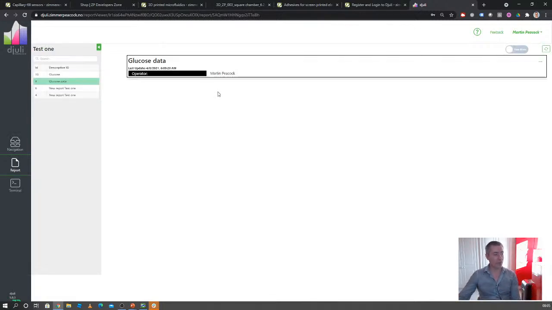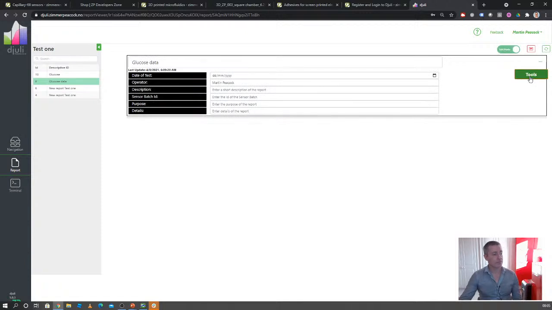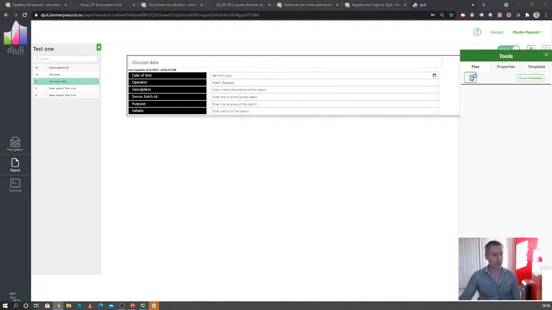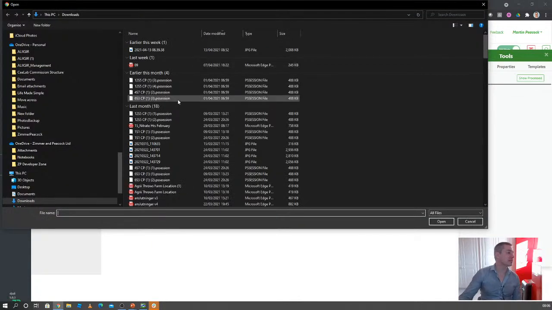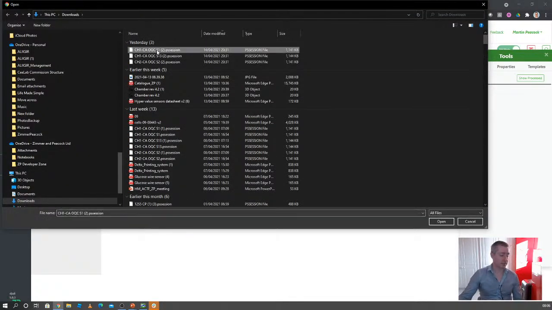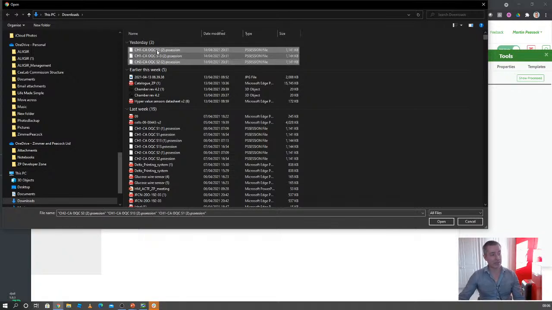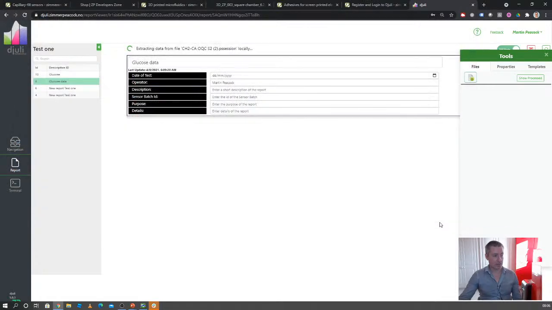I'm opening up a report, and I'm going to look at chronoamperometry data. And as I say, the chronoamperometry data is on our website. You can download it. So I'm going to go into edit mode, go to tools, and upload the data so I can see that. This data, I downloaded earlier off the website, and now I'm going to upload it. So essentially the data is getting uploaded to our website.